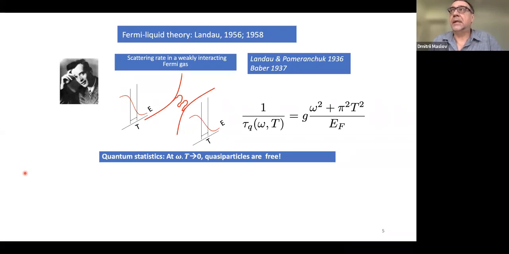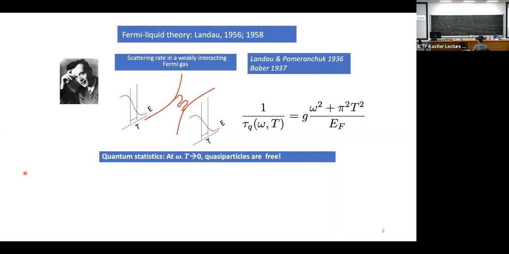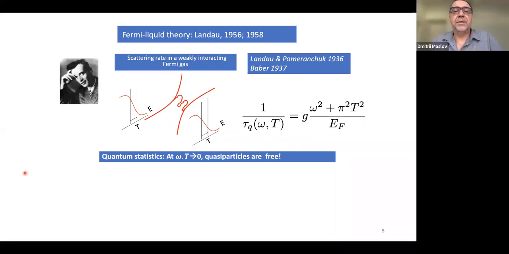And as a result, the scattering rate, which is proportional to scattering probability, is proportional not only to the nominal cross section of these two particles as if they were interacting in vacuum, but also to a statistical factor, which comes from the Pauli principle. And at finite temperature, just multiplying these two factors of temperature, we get a factor of T squared. And if we do it for a particle which is at energy omega above or below the Fermi energy, then it is extended into a symmetric form, omega squared plus pi squared T squared.